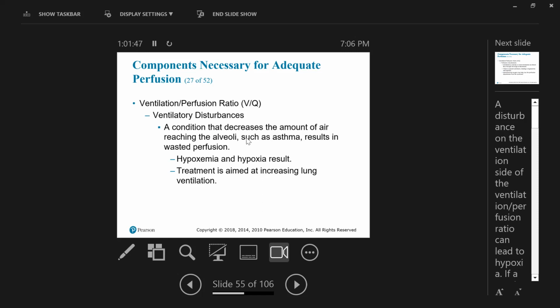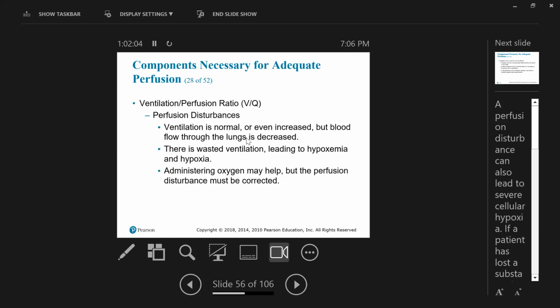Ventilation disturbance is a condition that decreases the amount of air reaching the alveoli, such as asthma, and results in wasted perfusion. So hypoxemia and hypoxia result. You want to remember hypoxemia and hypoxia. Hypoxia is the big word; hypoxemia happens because of hypoxia. Treatment is aimed at increasing lung ventilation.